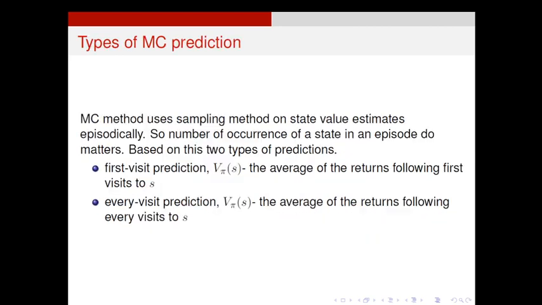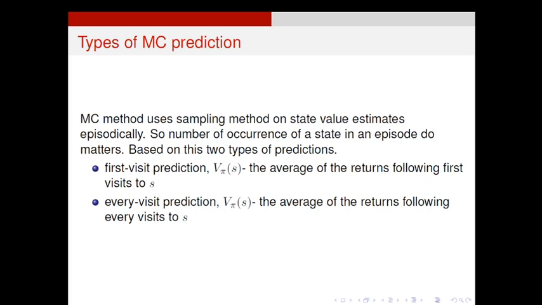Then types of MC prediction. Prediction means we start with a policy and we try to evaluate how good that policy is for our agent. That means we evaluate the policy. That's all. The MC method uses a sampling method on state value estimates episodically. So the number of occurrences of a state in an episode does matter. That means it moves over the different states that occurred in that episode. If a particular state repeats many times, automatically its state value contributes much to the value of the game.